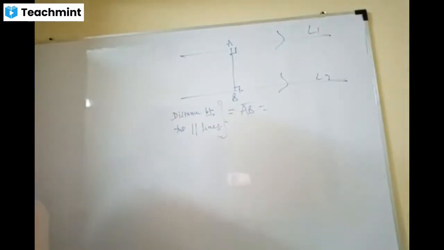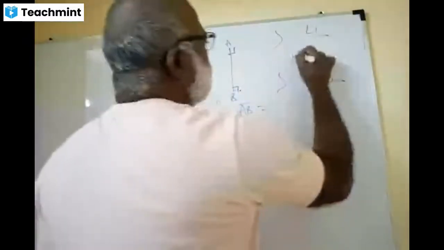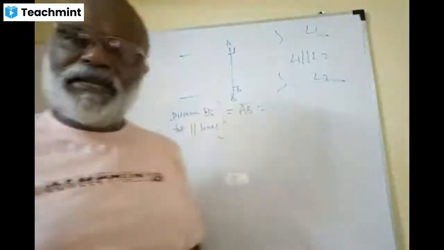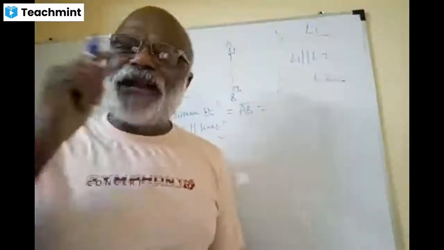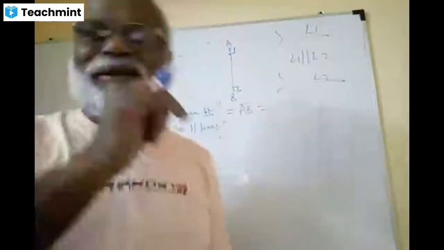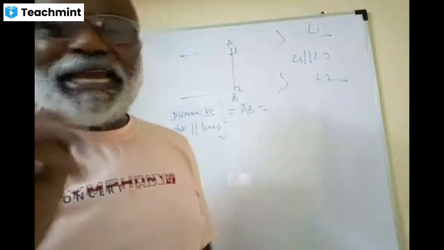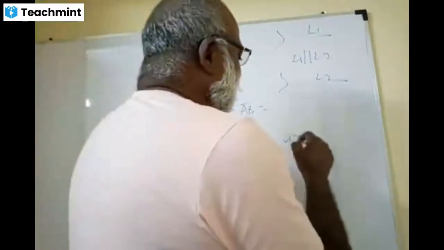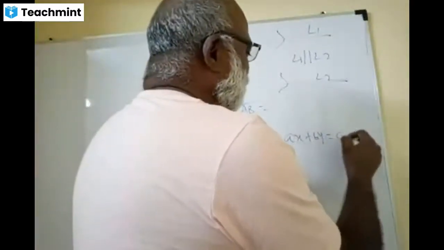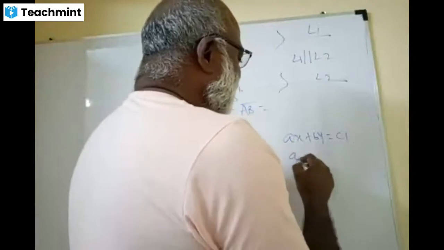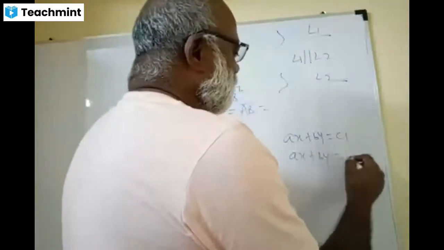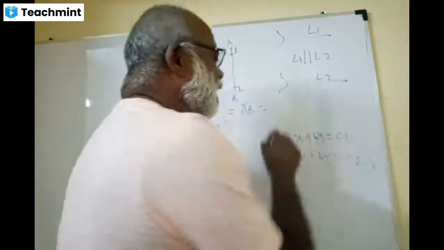Friends, here there are two lines, L1 and L2, which are parallel to each other. When two lines are parallel, their slopes are the same. Friends, I will tell you, ax plus by equal to c1 and ax plus by equal to c2 are called two parallel lines.